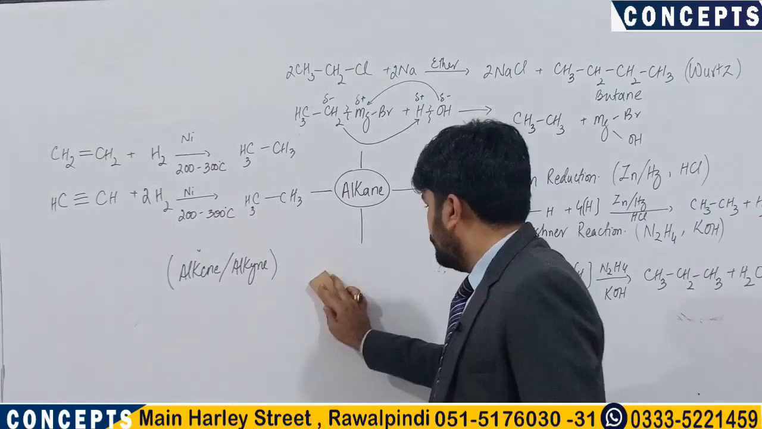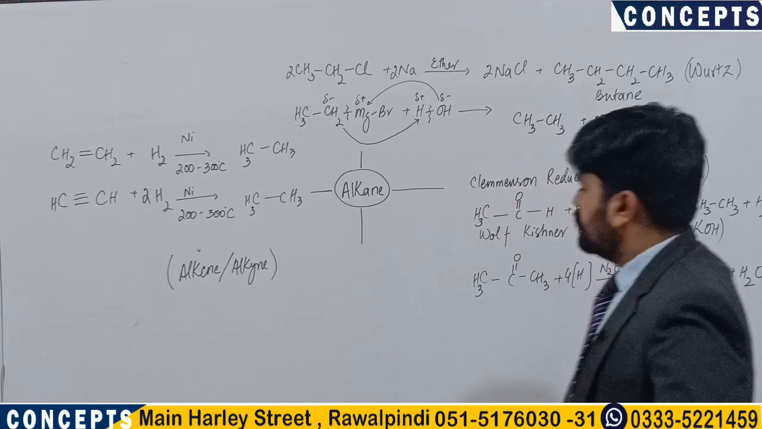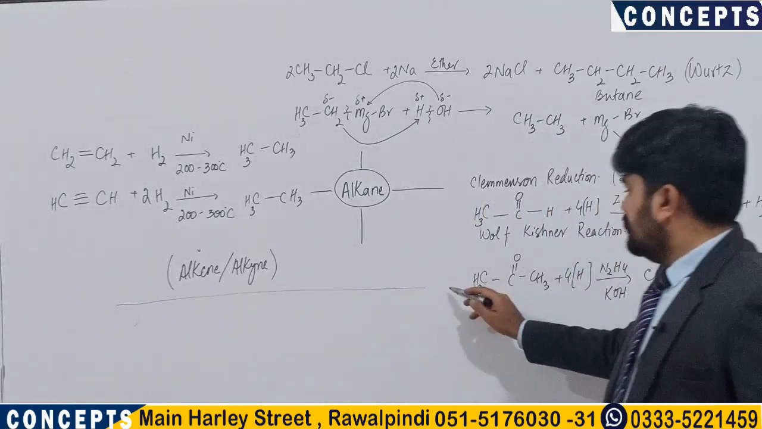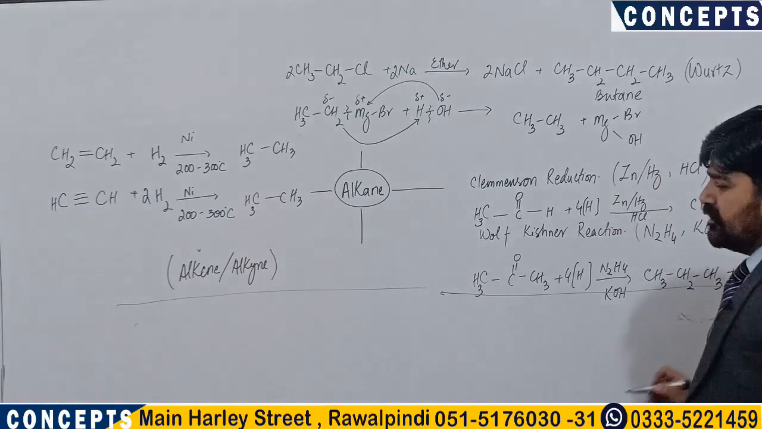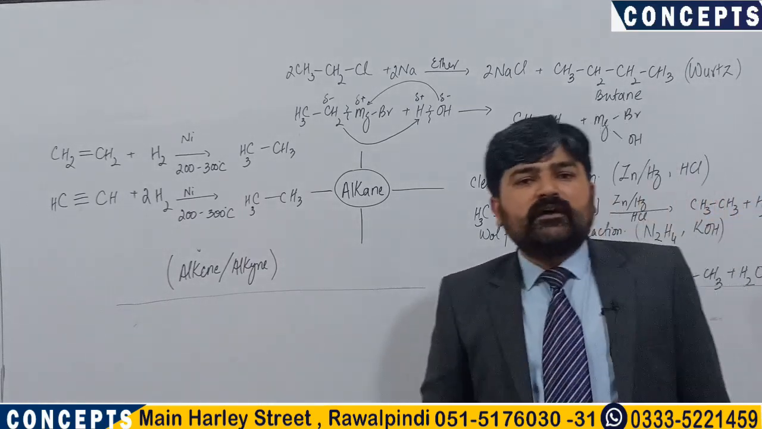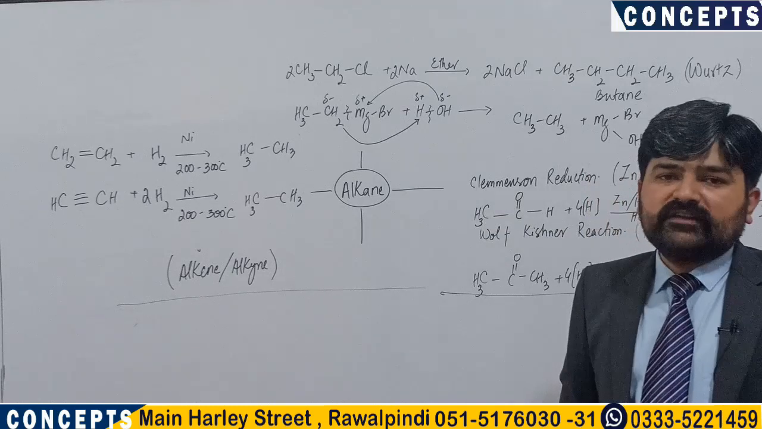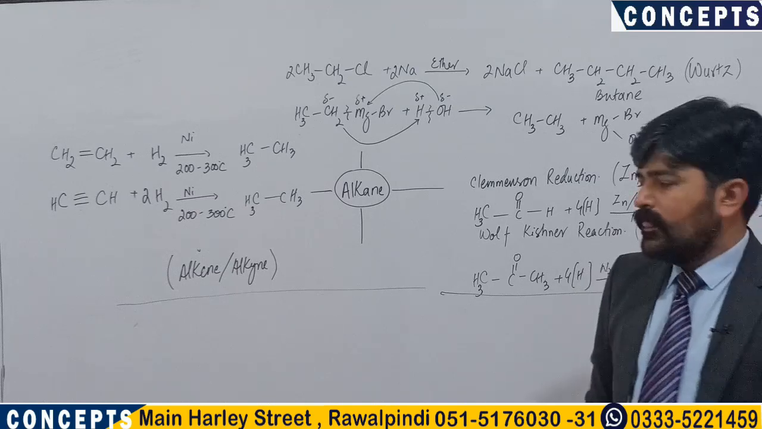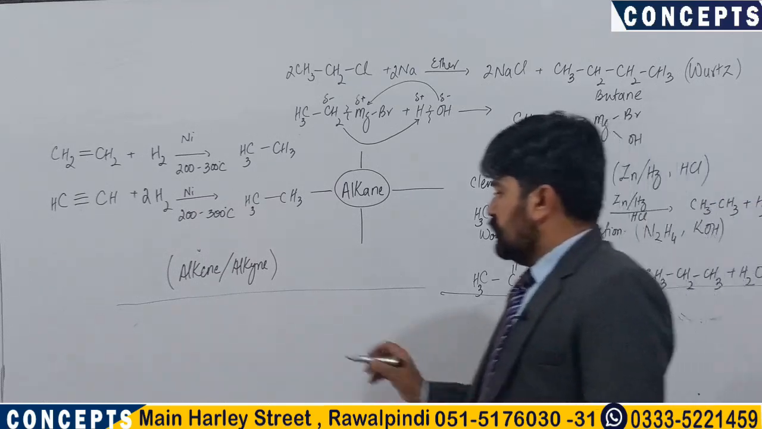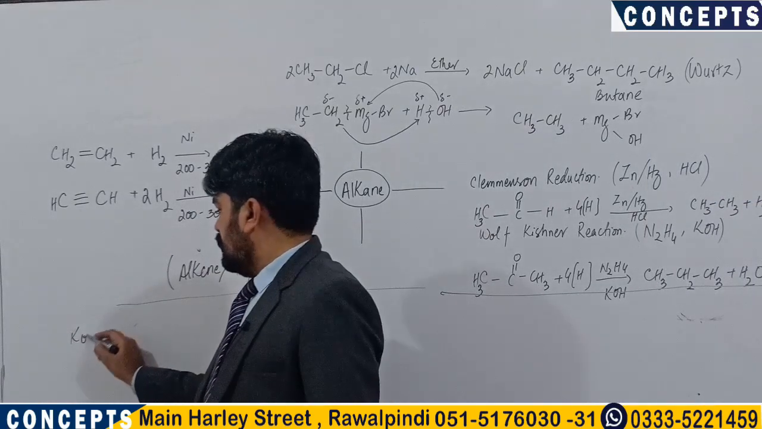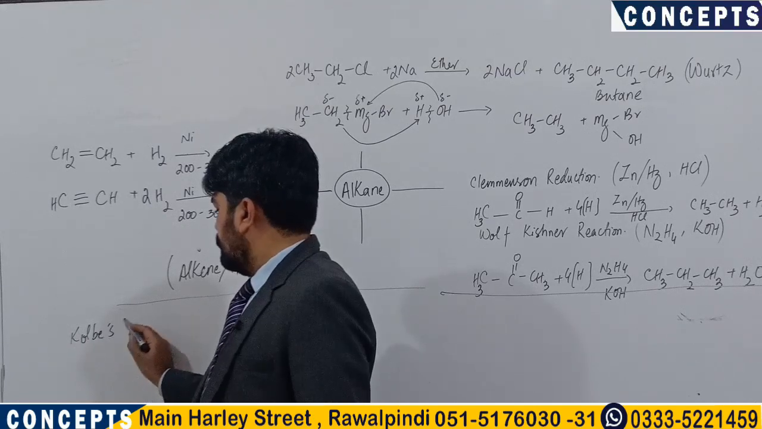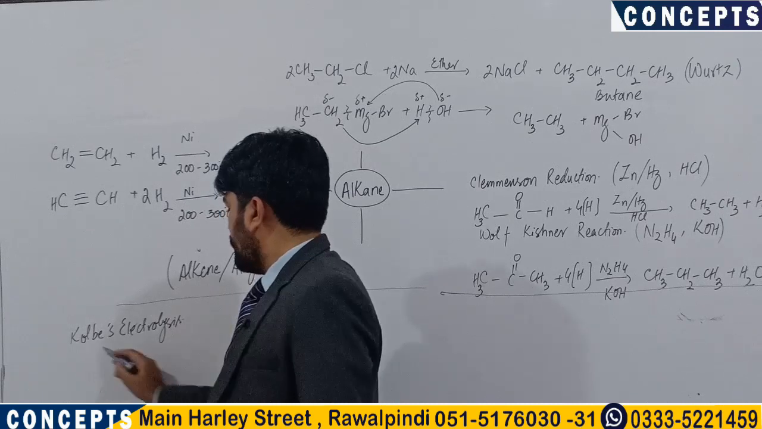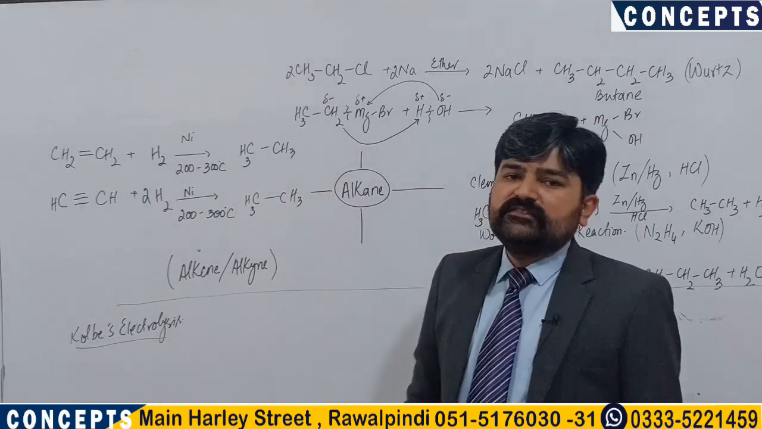Last, we have a reaction from carboxylic acid. Dear students, this reaction is not available in our text, but there is a question in our exercise that describes the decarboxylation reaction of carboxylic acid. The method is known as Kolb's electrolysis. It is also known as Kolbe's electrolysis.